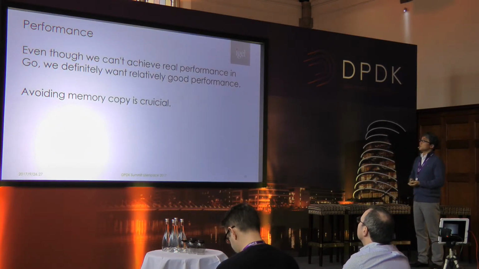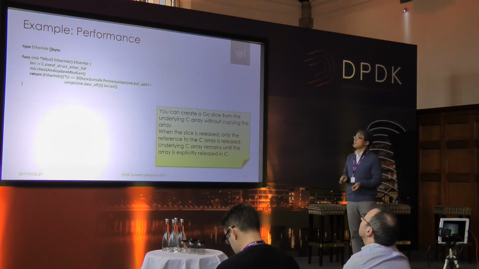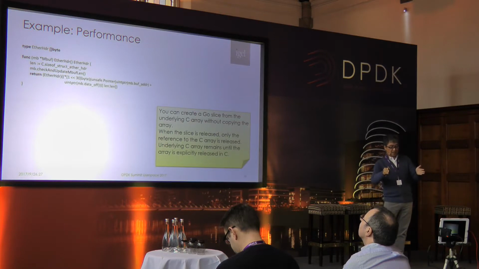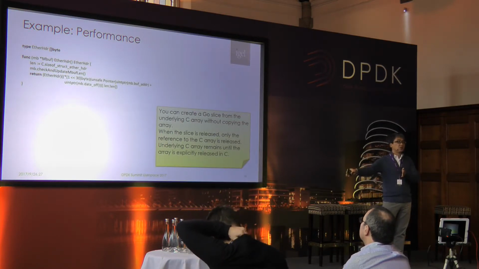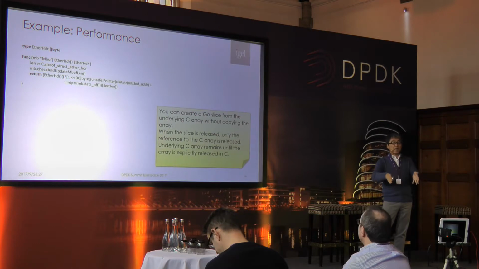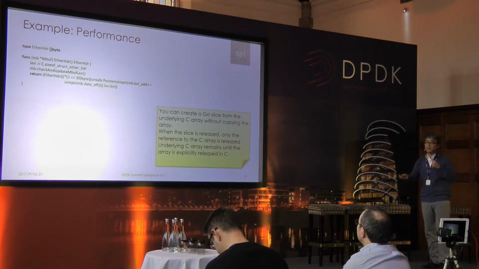And for performance, we definitely wanted to avoid memory copies where possible. For instance, when we want to get the header, we create a slice directly from the C memory, so you don't do a memory copy when you access the mbuf. Of course, if you modify that slice, your mbuf gets modified, which is good for performance. You don't have to copy it back and forth.